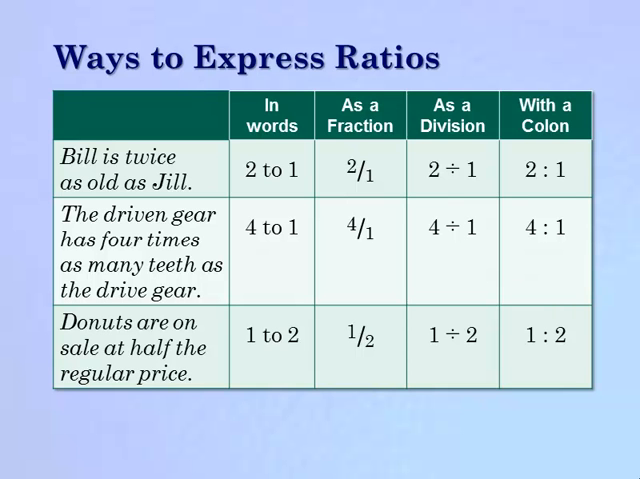Now, there are different ways to express ratios, as you've seen in the previous slide. So we can say that Bill is twice as old as Jill, and any one of these will communicate that. We can say that the driven gear has 4 times as many teeth as the drive gear, and any of these would communicate that. Or we can have donuts that are on sale at half price, so 1 to 2, or half, or 1 divided by 2, or 1 colon 2.